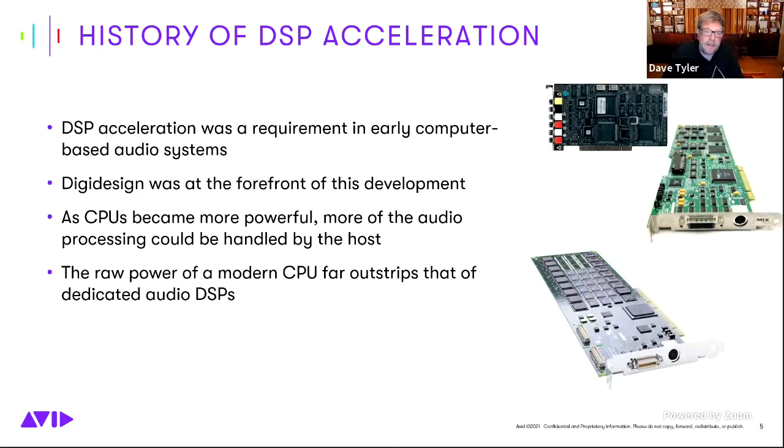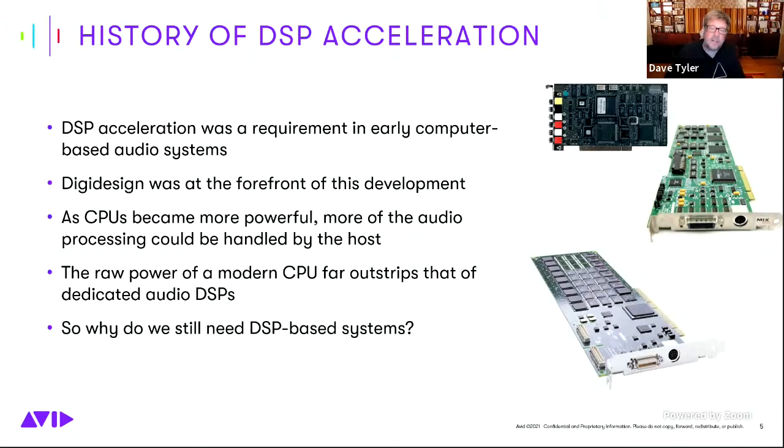And of course, as CPUs became more powerful, then more and more of that audio processing could be handled by the host. So there came a tipping point where the host CPU in terms of power became more powerful than those DSP cards that were doing the processing before, to the point where, if you look at the raw power of a fully kitted out Mac Pro, there's crazy amounts of native power that far surpasses anything that you can get on dedicated audio DSPs, which begs the question, why do we still need DSP-based systems?